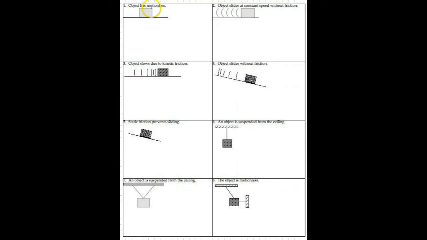Okay, object lies motionless. The only things it's interacting with are the table and the earth. So the table is exerting a normal force up on it, and the earth is exerting its weight down, the gravity force, the weight down, mg.